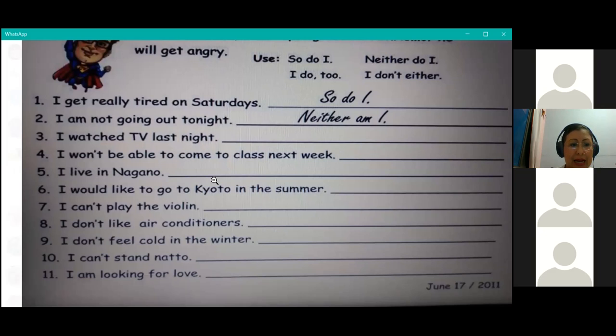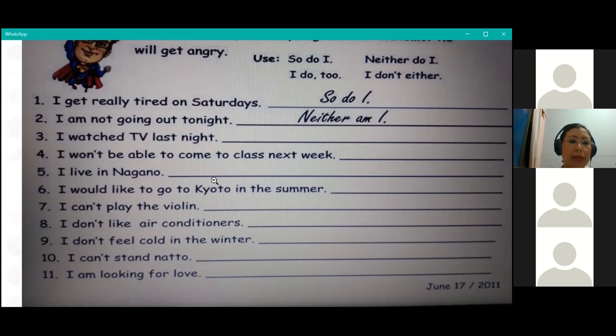I would like to go to Kyoto in the summer. Lo mismo, ¿verdad? So do I. O puede decir, I'd like to. Porque vea que está usando would like. Entonces usted puede decir, I would like to. Y utiliza los mismos verbos. Ok.